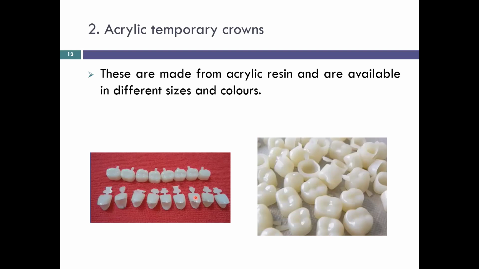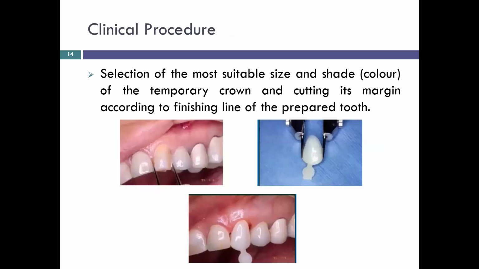Accordingly, we will select the proper shape and size, and aesthetics is also a concern, so we'll choose a color also for the temporary crowns. Now, the clinical procedure for the plastic crowns. Select the most suitable size and shape of the temporary crown and cut its margin according to the finish line of the prepared tooth. In the picture, we can see they have first measured the size of the tooth, and then accordingly measured the size of the crown.